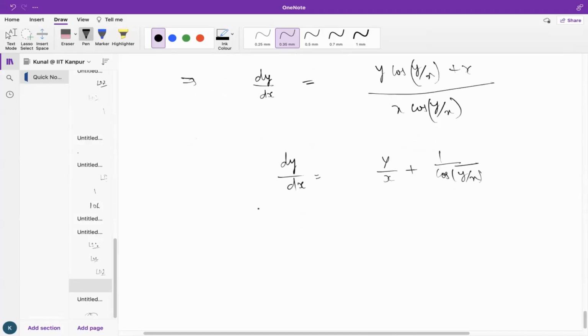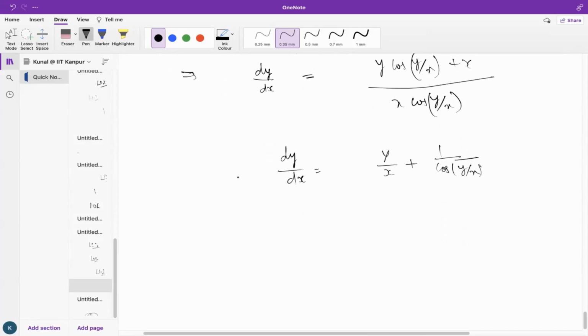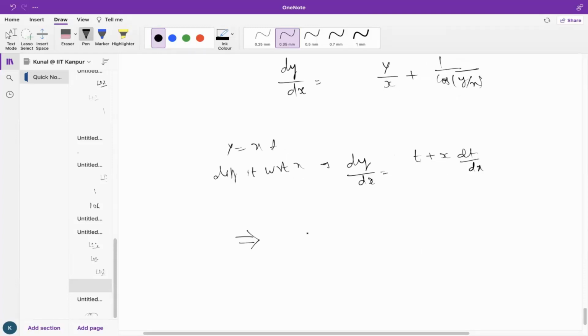So now what you have to do? You have to just substitute y is equal to xt, and now try to differentiate it with respect to x. So what we will get from here, we'll get dy by dx is equal to t plus x dt by dx. So the dy by dx is equal to t plus x dt by dx.